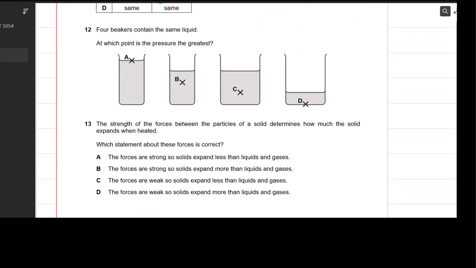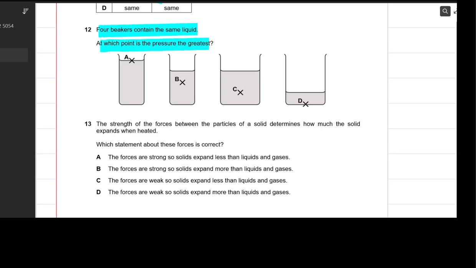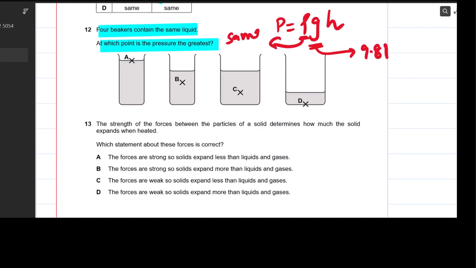Four beakers contain the same liquid. At which point is the pressure the greatest? So P is equal to rho g h. This is constant, gravity 9.81. Density is same because same material or same liquid here. So now pressure is depending on depth, height, directly dependent on height.